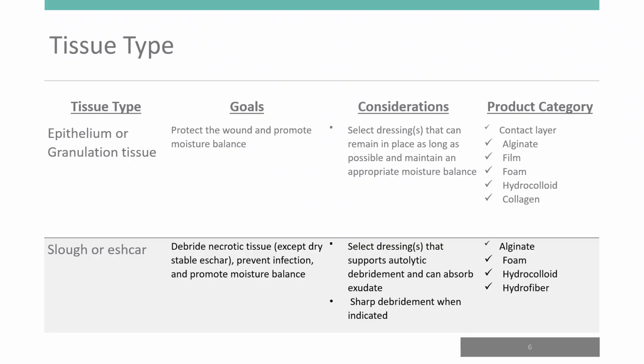If the tissue type present in the wound is slough or eschar, the goals of therapy would be to debride necrotic tissue, except for dry, stable eschar, prevent infection, and promote a moisture balance. Considerations would be selecting a dressing that supports autolytic debridement and that can absorb exudate. Also, don't forget about sharp debridement when indicated. Product categories to consider would be alginates, foams, hydrocolloids, and hydrofibers.